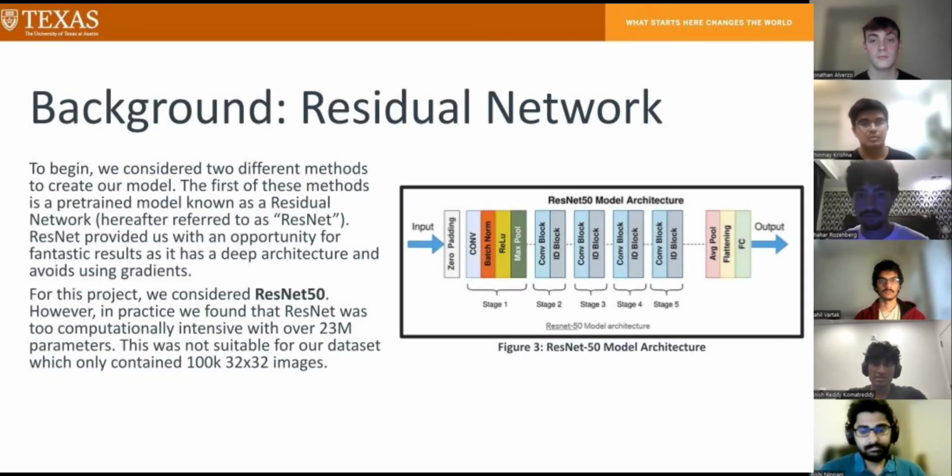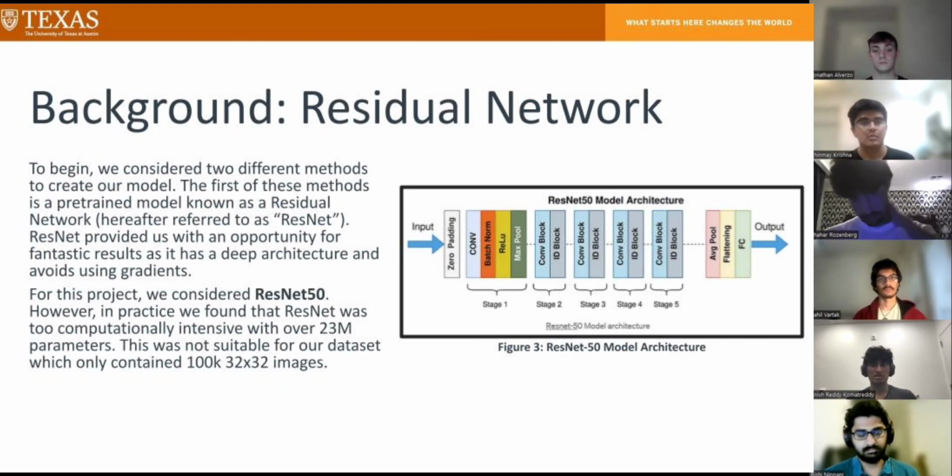To begin, we considered two different methods to create our model. The first of these methods was a pre-trained model known as a residual network, also known as ResNet. ResNet provided us with the opportunity for fantastic results as it had a deep architecture that avoids vanishing gradients. For this project, we considered ResNet 50. However, in practice, we found that ResNet was too computationally intensive with over 23 million parameters. This was not suitable for our dataset, which only contained 100,000 32 by 32 images.